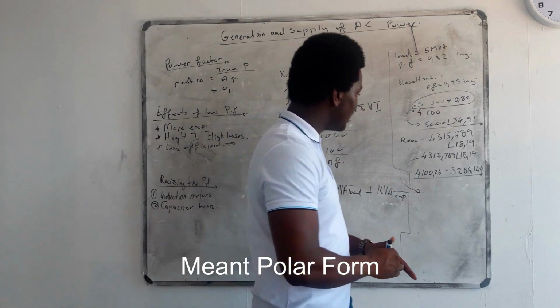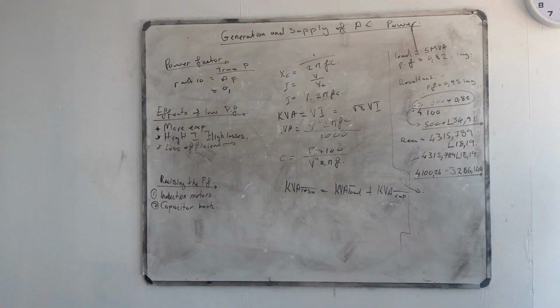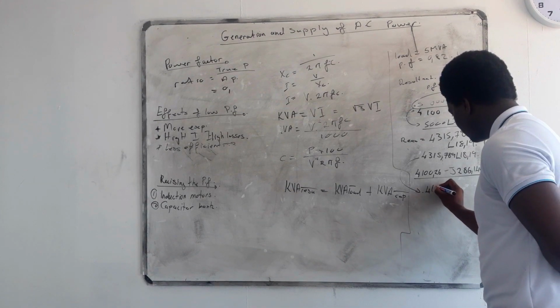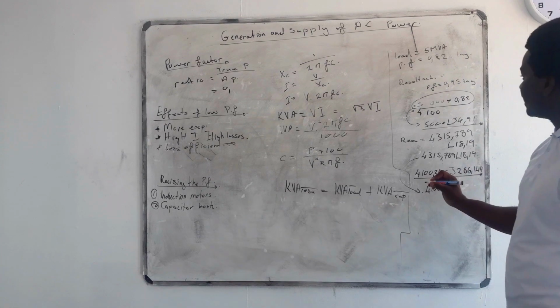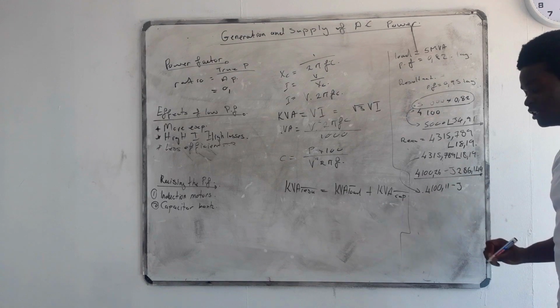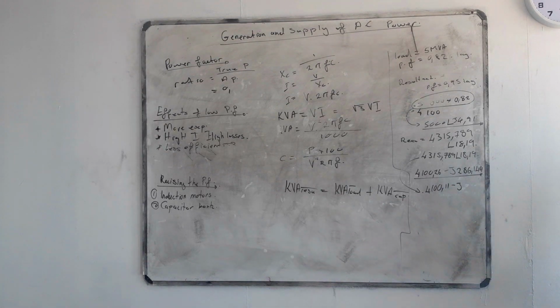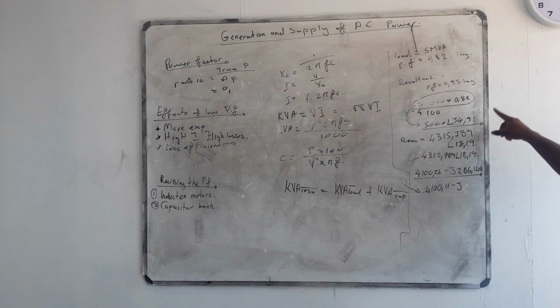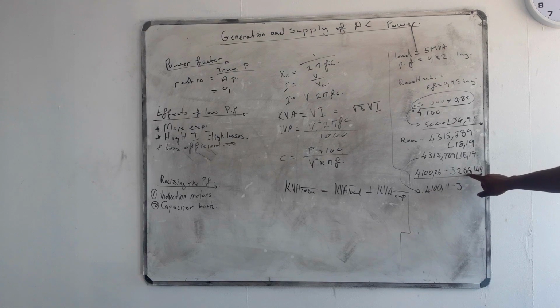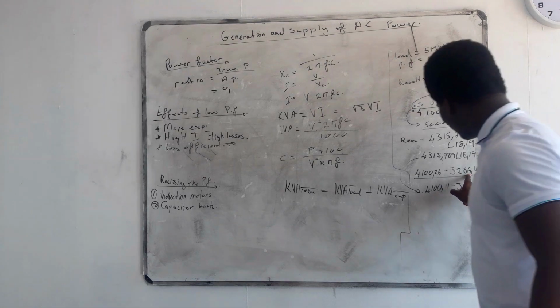Can you say 4,315.789 multiplied by cos 18.19? 4,100.11. Okay, and it's still lagging, right? So that also means it's going to be minus j. Are we together? Now I need you to also put 4,315.789 sin 18.19. This answer, according to the textbook, is not correct.